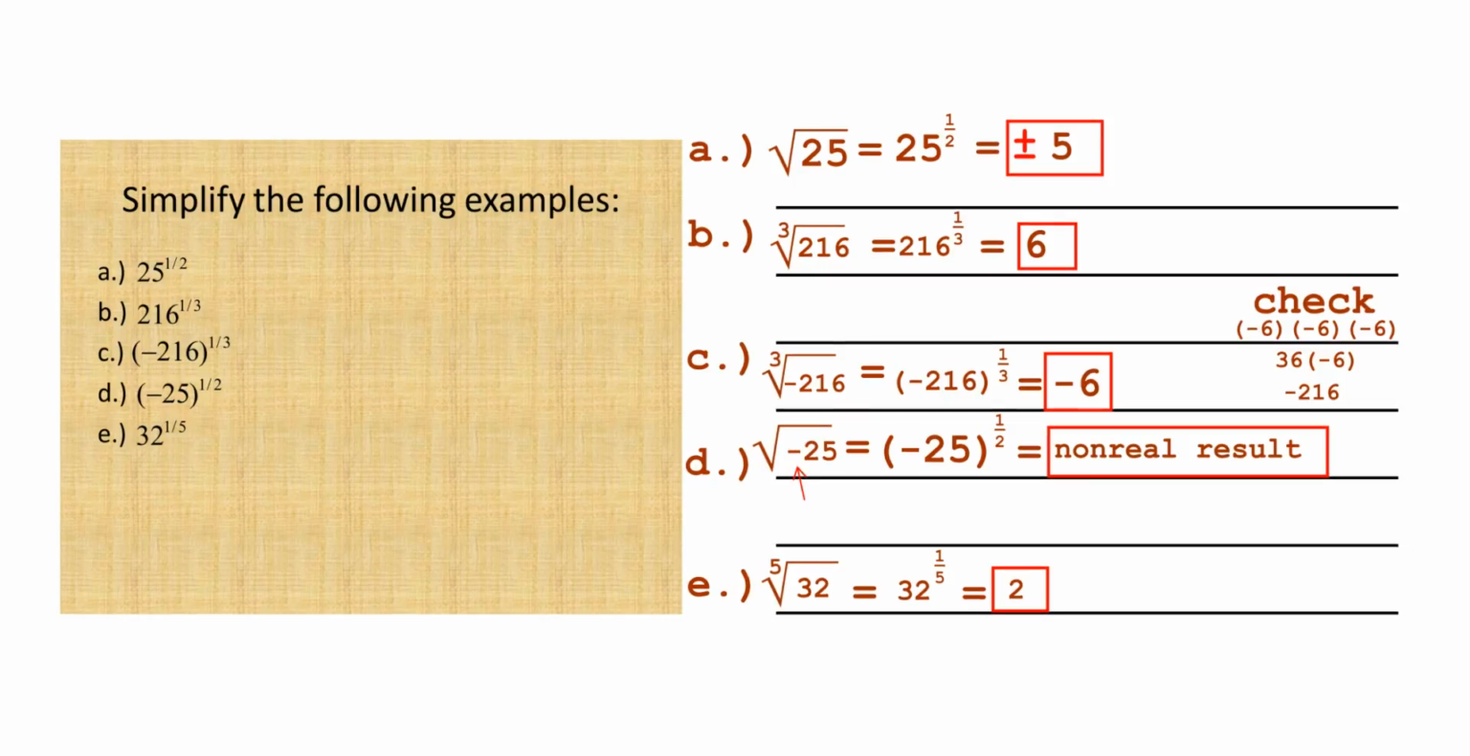So here we are. I fixed the negative sign, to be aware. You need a negative inside the radicand for D, square root of negative 25.